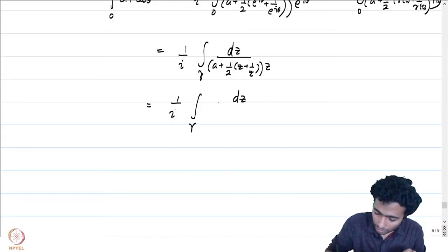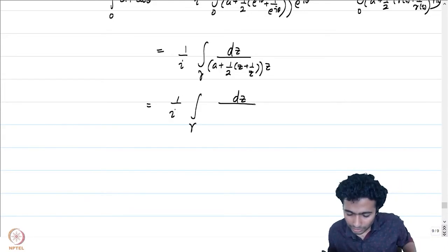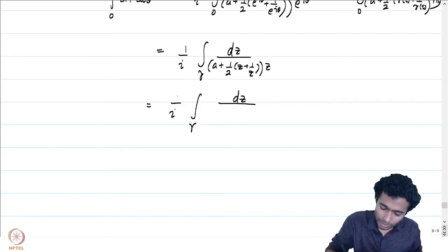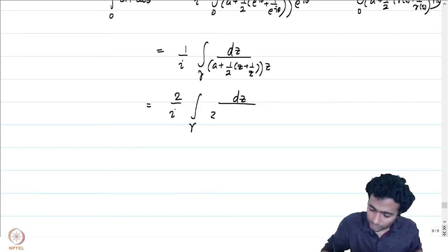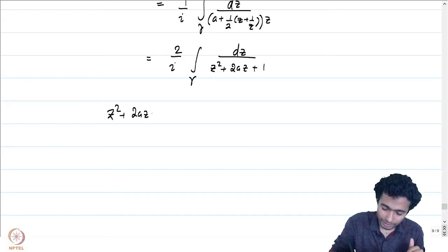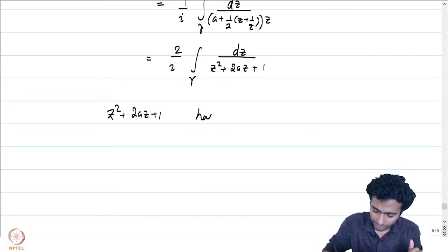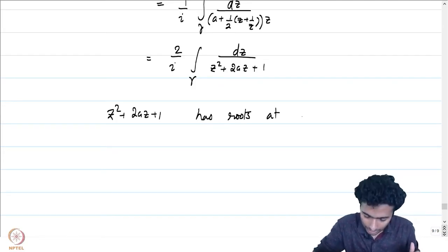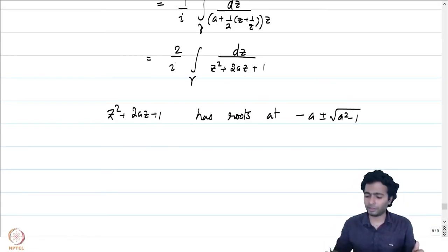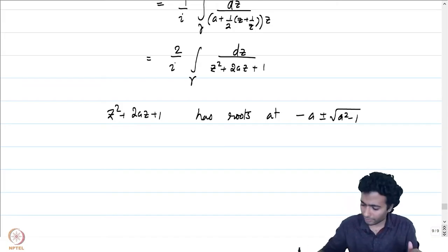So, let me write down what this integral is going to be. The 2 will go up here. Let me put a 2 by i times the integral of dz by z square plus 2az plus 1. Now, let us focus on z square plus 2az plus 1. This will have roots at minus a plus or minus the square root of a square minus 1; I will leave the checks to you. The 2's will cancel off and these are going to be the roots, right?